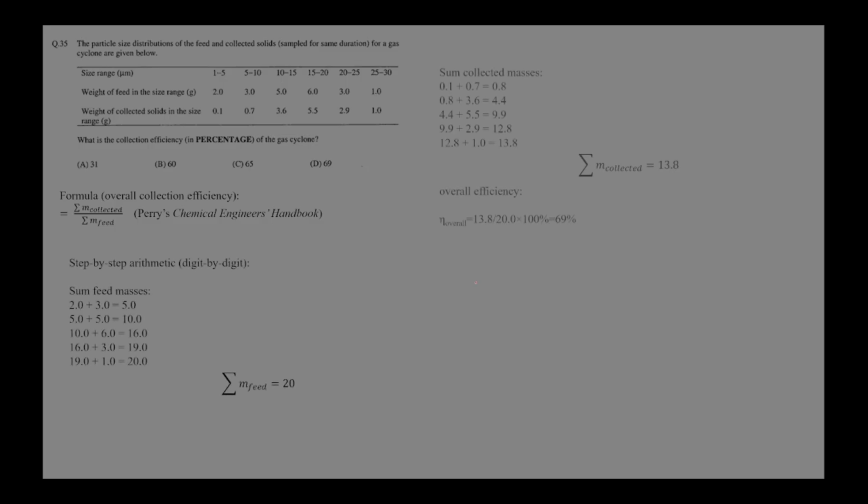Okay, so this is the question, and I found this formula in Perry's Chemical Engineering Handbook. I have the PDF of that book. So I think this is the correct answer because the answer is coming right. Okay, so this is the cumulative mass of feed, cumulative mass of the collected, and 69% of the overall.